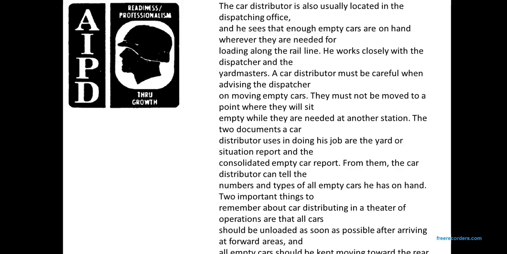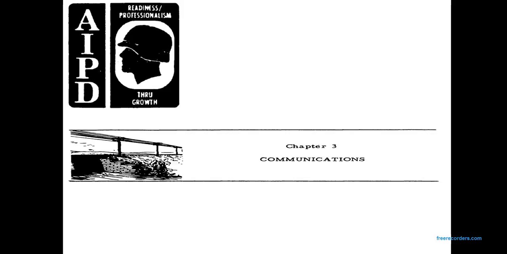Two of the important things to remember in car distribution and theater operation are: cars should be unloaded as quickly as possible after arriving in the areas, and the empty cars should be kept moving toward the rear for reloading. Chapter 3: Communications.